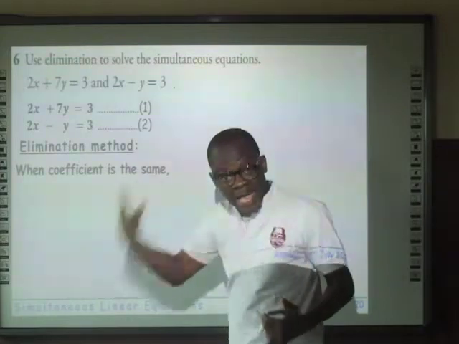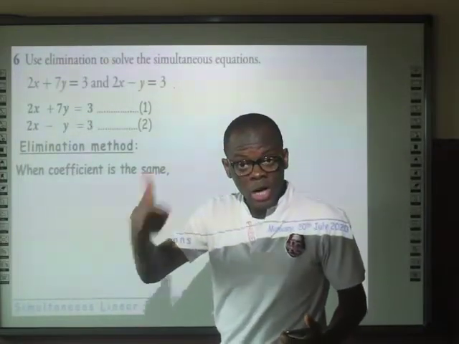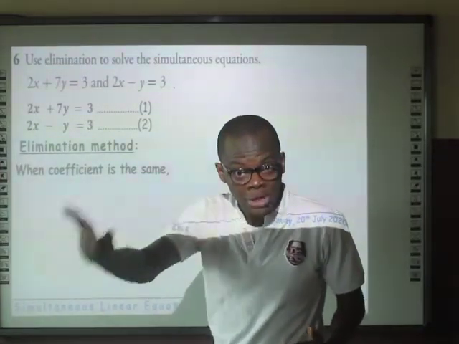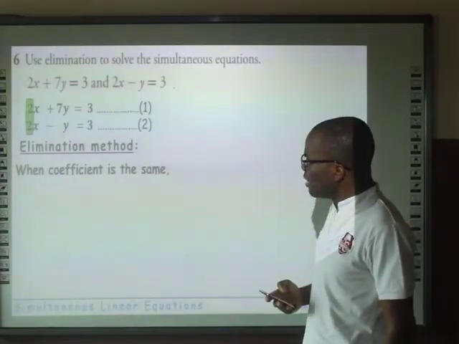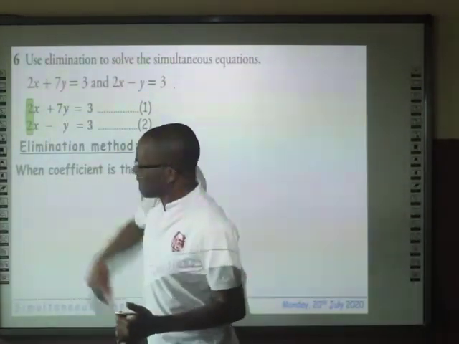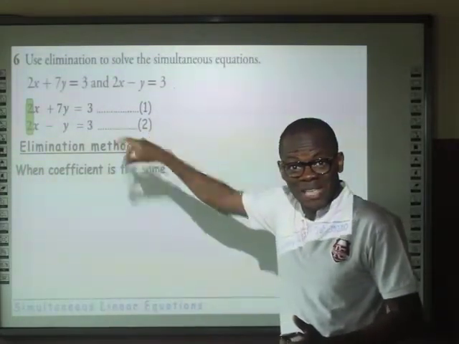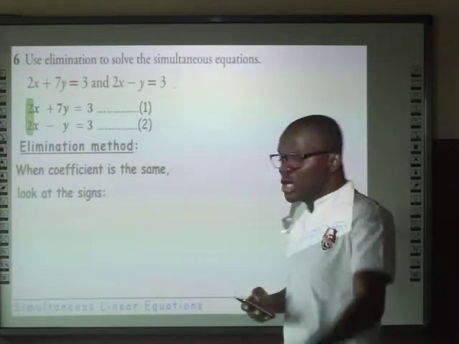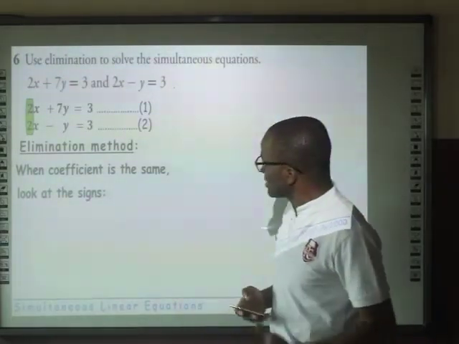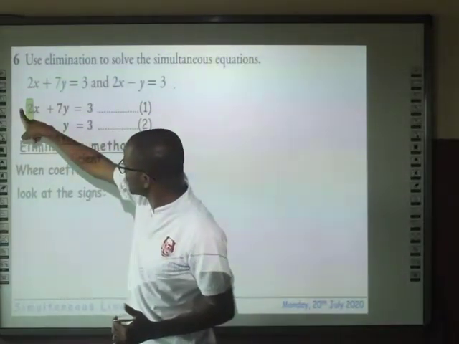So when the coefficient is the same, a good start, a good step forward. We now proceed to the next step. What do you do next? I've highlighted the coefficient that is the same there in green for you to see clearly. So what do you do next? You look at the sign. Look at the sign. So what's the sign next to there?